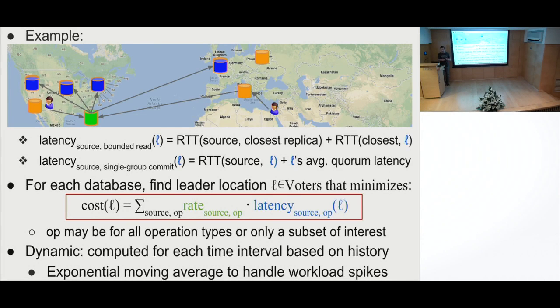For average operation latency, we basically want to minimize the weighted average, where the weight is the rate of the operation, and the latency is what I showed you. We compute a latency-based cost for every potential leader and pick the leader with a minimum cost. We can consider all the operation types or just some subset of interest, for example, just the transactions or just the non-local operations, and so on. And we need to do that dynamically, obviously. So we divide time into time intervals, and we use an exponentially moving average to consider multiple intervals in the history.